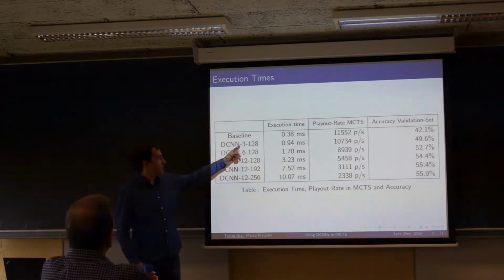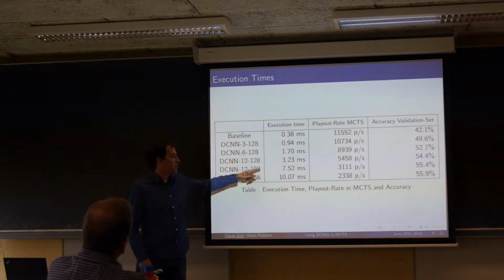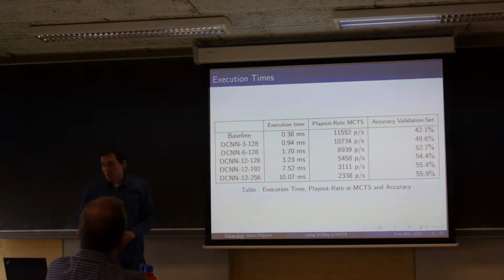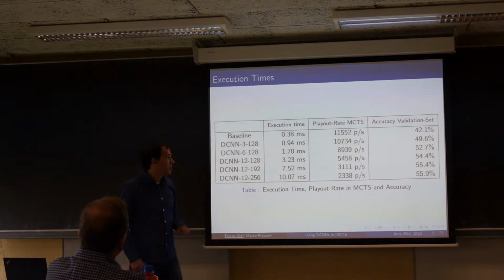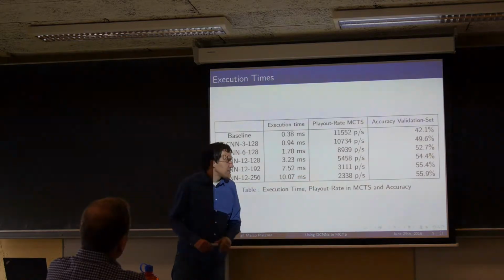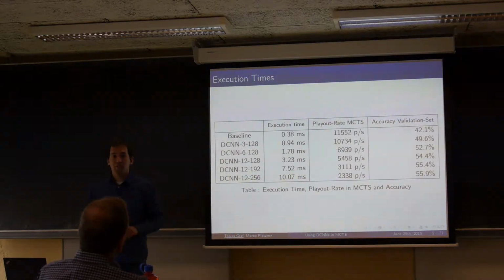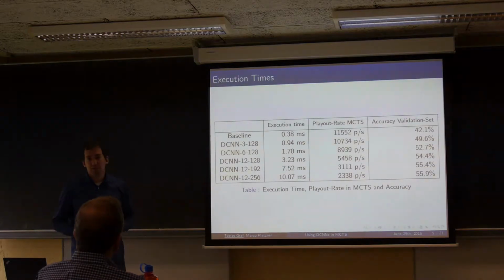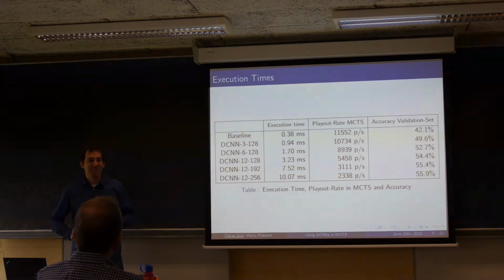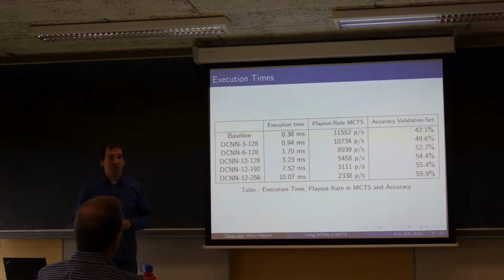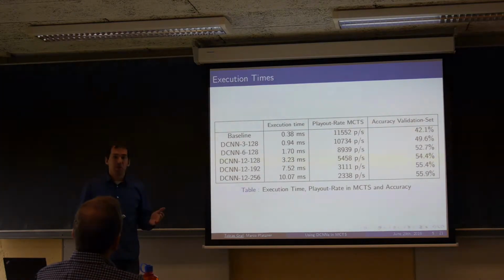If we now use neural networks, we can increase this accuracy a lot, up to 55, close to 56%. But the execution time of the neural networks increases dramatically, up to 10 milliseconds, which, if we used it the same way as in the baseline, would decrease the number of simulations we can do per second down to 2,300, which would of course hurt the playing performance of our program. So the simple recipe is to add more GPUs.